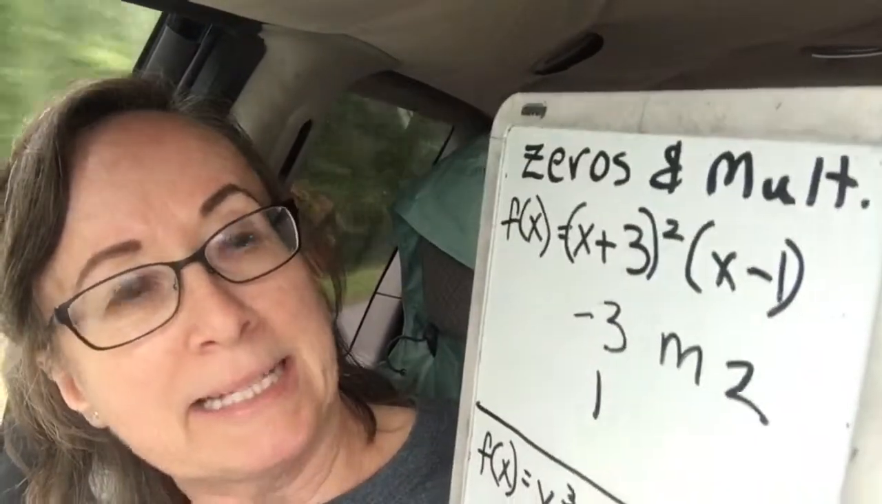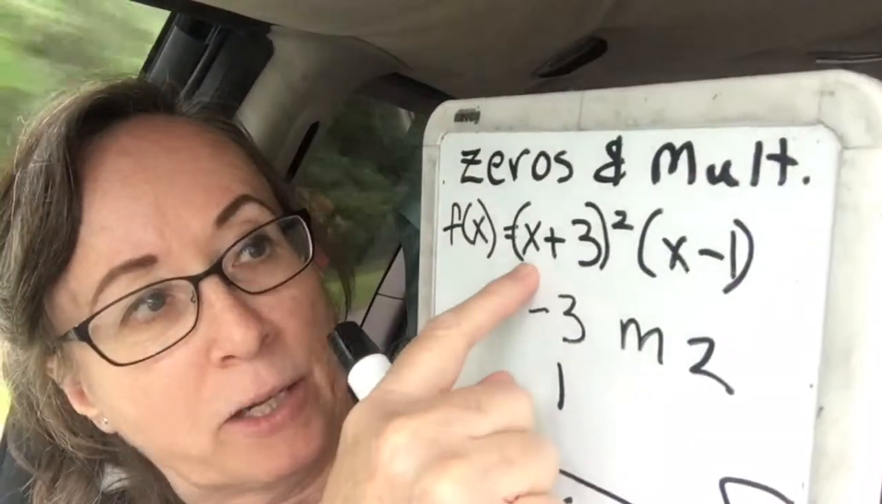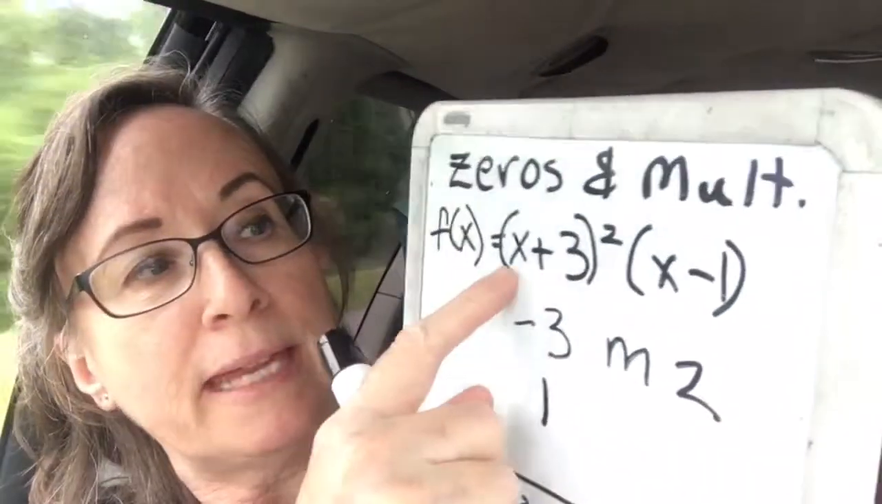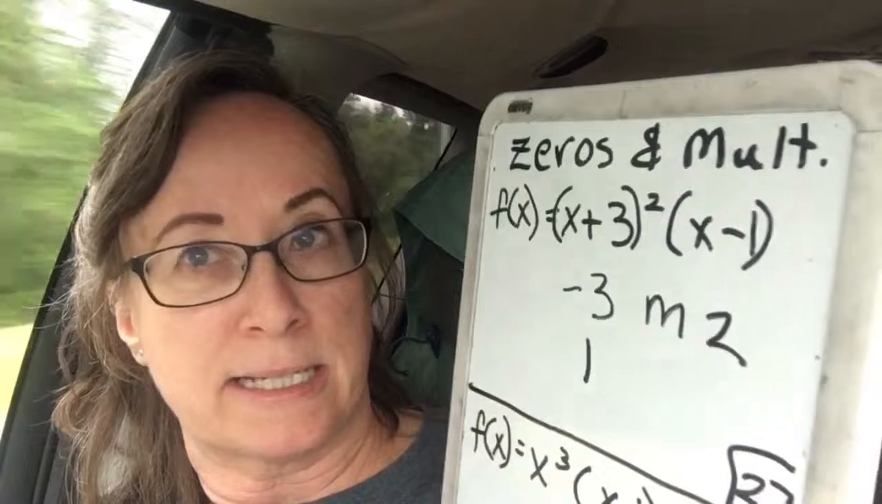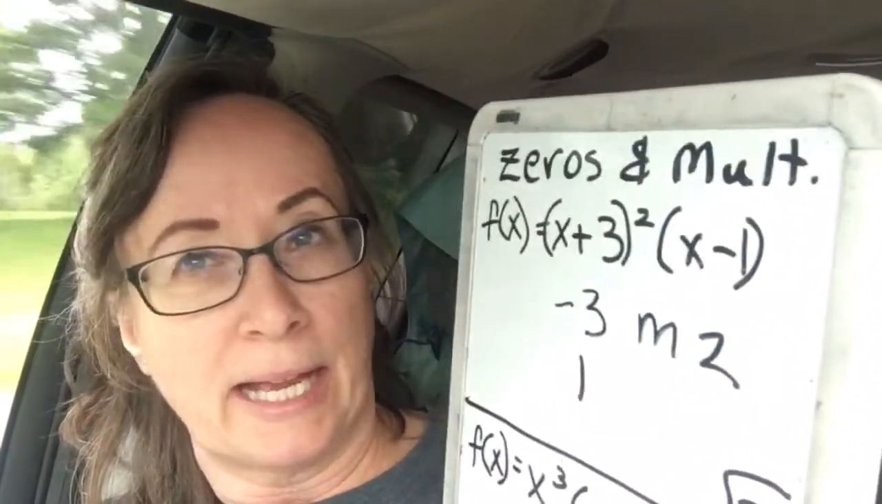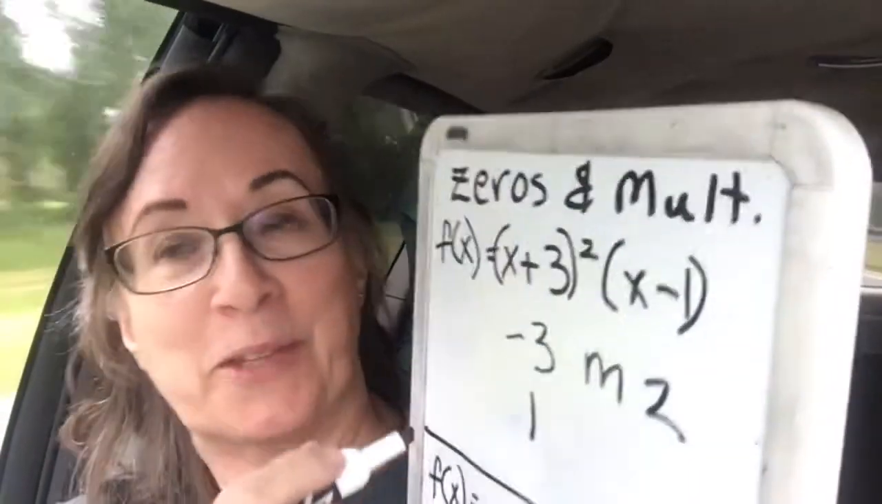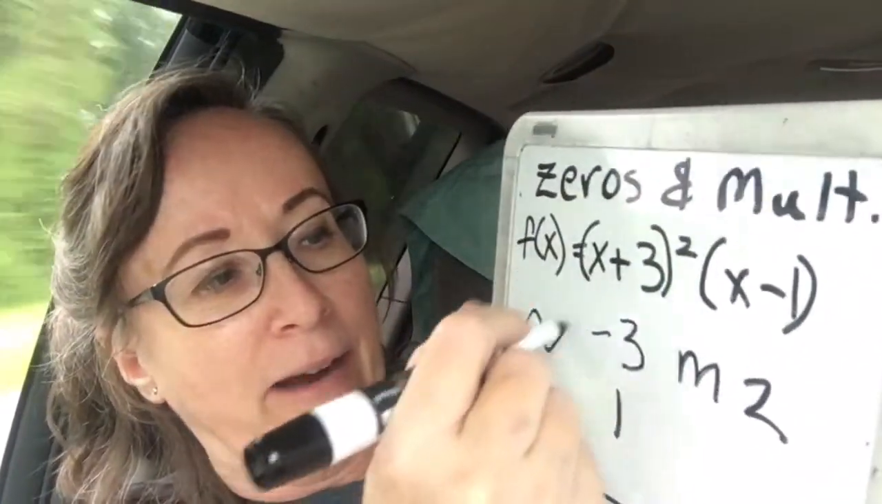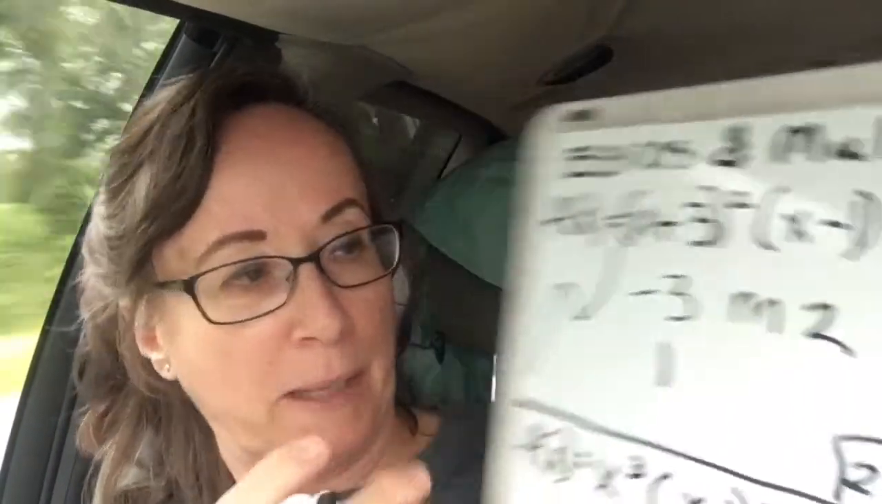Now, because this polynomial is a cubic, and there is nothing in front of the x's to make it become negative, we're going to have a classic cubic shape, which is going to go like this. All right, that's going to be our classic cubic.